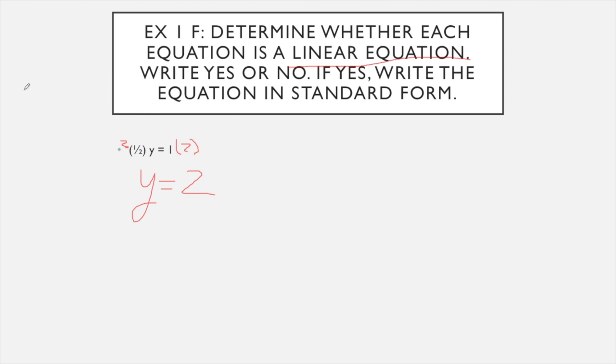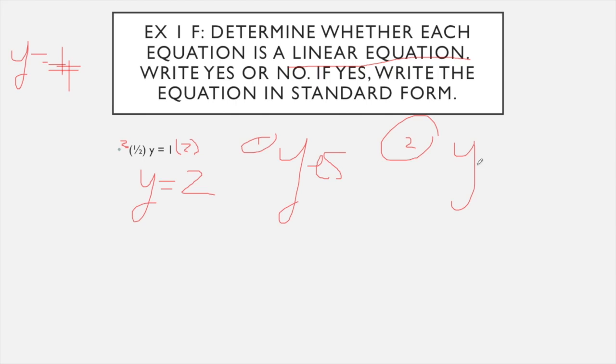Well, we just said y equaling some number is always a horizontal line. So is this linear? Absolutely. We know that to be true. Second part, is this in standard form? Yes, it is, because there are no x's, the y is by itself, and it equals some number, in this case 2. So that is standard form, and we are done on 1F. So this is a linear equation, and standard form is already given.